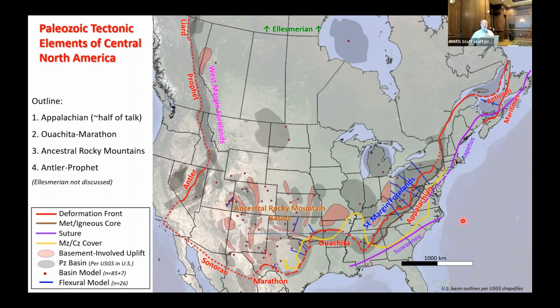Sutures are shown in purple for the Appalachian system. We'll talk more about that. And then the 85 basin models are shown as the red dots, not including the ones over in Europe.